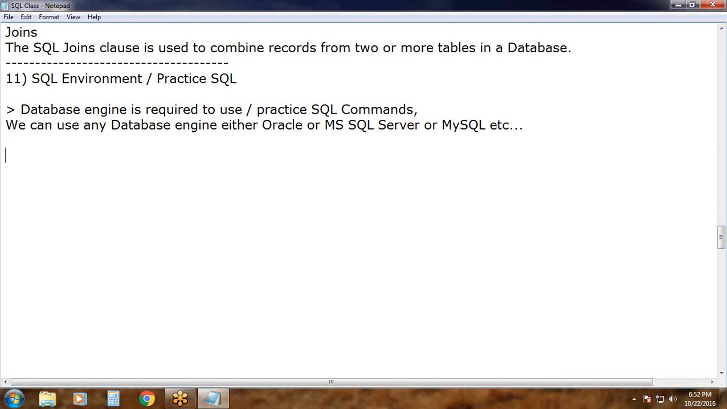In our training we use MS SQL Server. You also try to use MS SQL Server. Actually, MS SQL Server is commercial software, but I already told you a free edition is also there. Using that free edition, you can practice SQL commands for unlimited time. Microsoft SQL Server has several editions: Enterprise Edition, Express Edition, etc. The free edition is the Express Edition.